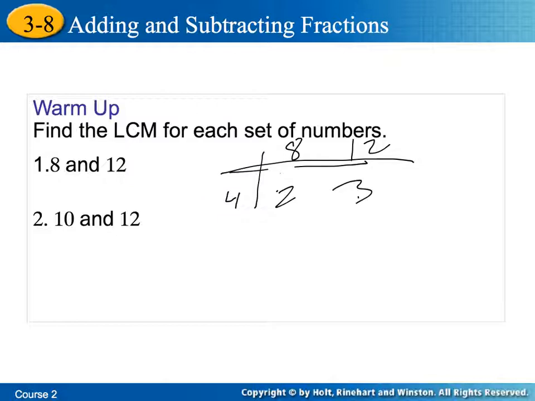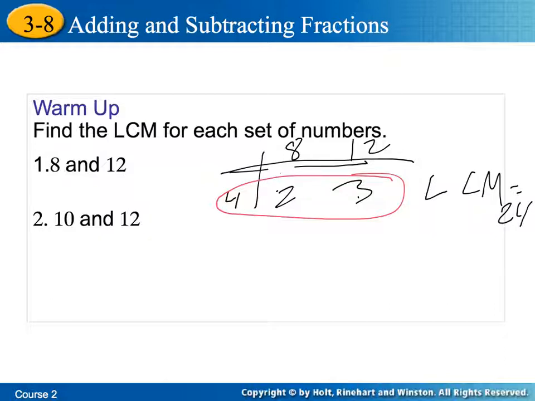Now, is there a number that goes into both 2 and 3? No, besides 1 there is not. So we take these and multiply them straight across. You get 4 times 2 times 3. Your LCM equals 24. Good.